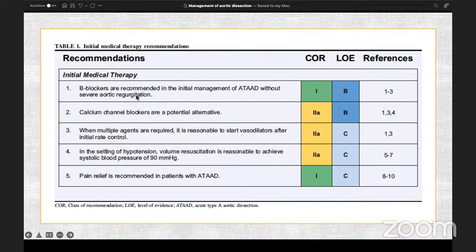This is the recommendation from the latest consensus of AATS SDS on the management of aortic dissection. And it is a class 1 indication to start beta blocker in the initial management without severe aortic regurgitation. Calcium channel blocker is an alternative agent, class 2A, and as Dr. Haitham said, it is recommended as reasonable to initiate rate control before you start the vasodilator medications. As we said, our target is around 90 for patients who present with hypotension, and for sure class 1 indication to control pain in such a group of patients.